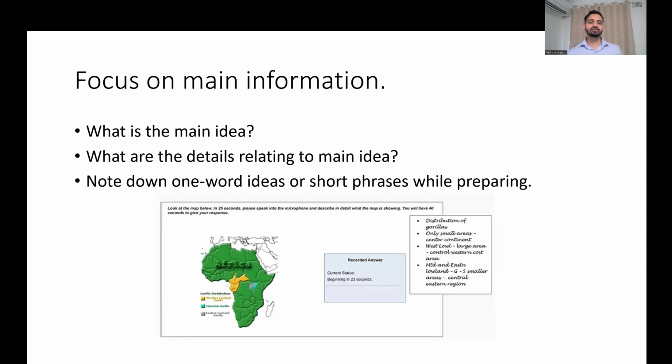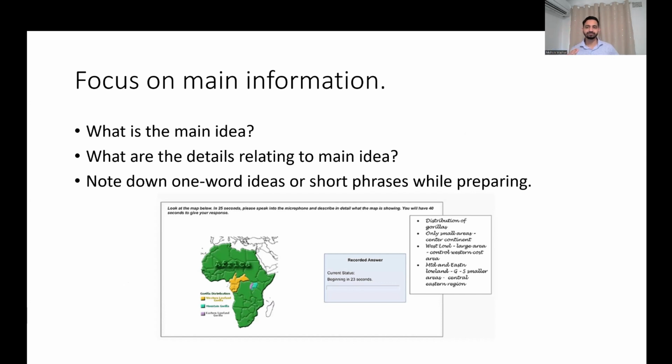All right, now we're going to look at another graph here, and I just want to show you how we focus on the main information. So here, there is a graph. We've got a map of Africa. I mean, this is a map, not a graph. So what is the main idea here, right? And what are the details relating to the main idea? And note down one word ideas or short phrases while preparing.